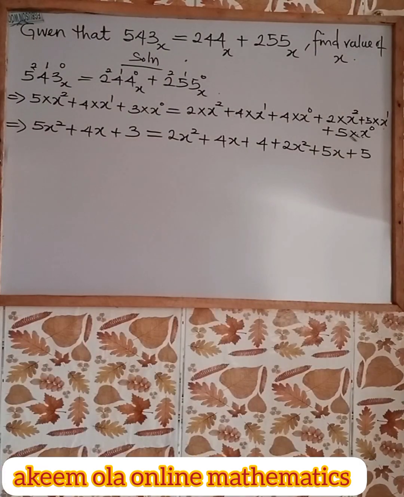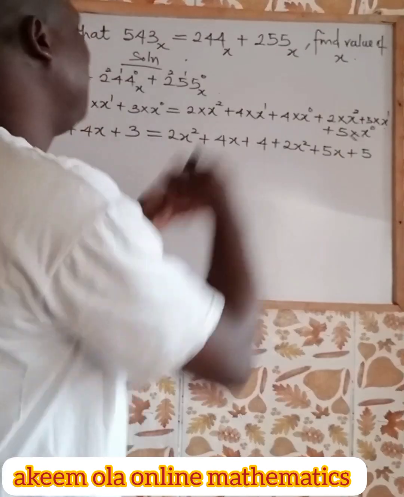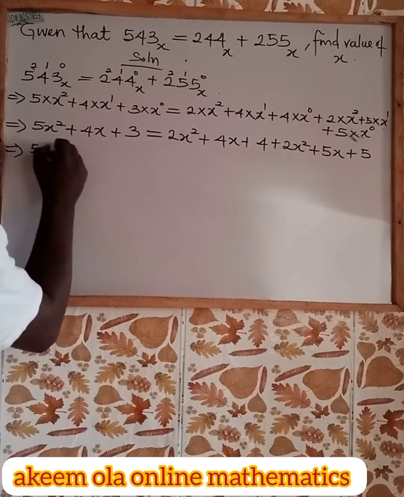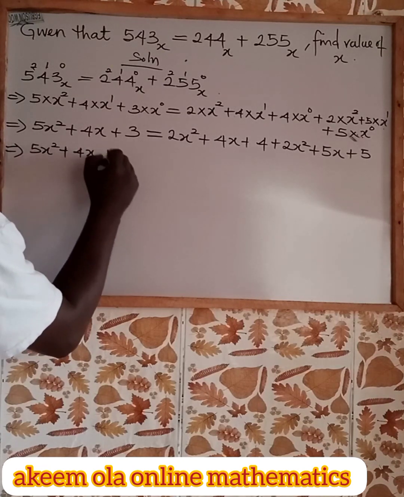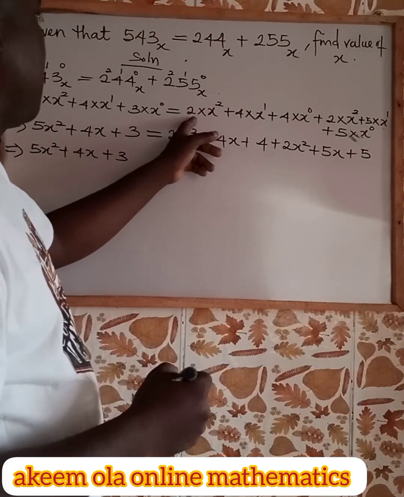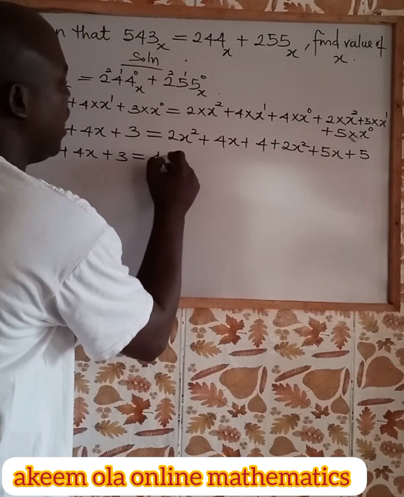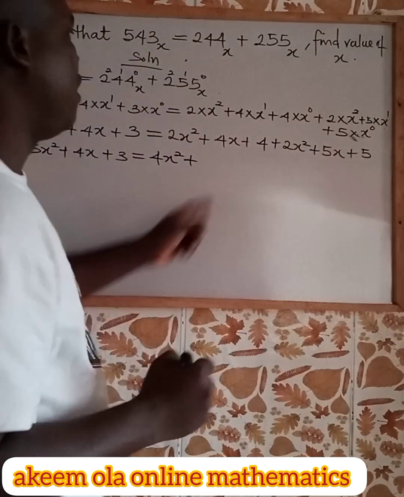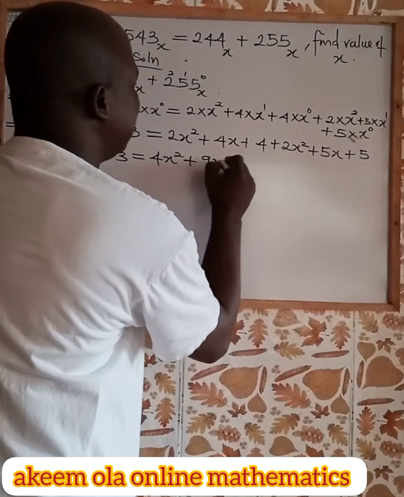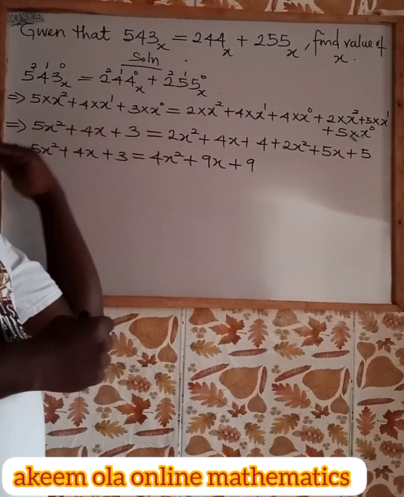So from here now, we are going to collect like terms. Let's first simplify this side. If you simplify that side, you have 5x squared plus 4x plus 3. When you collect like terms on the other side, we are going to have 2x squared plus 2x squared, that will of course give us 4x squared. Then plus 4x plus 5x, that will give us 9x. Then plus 9. So we can now move everything to this side.